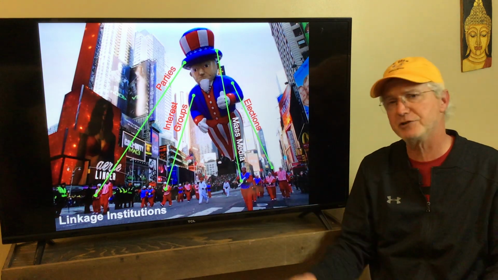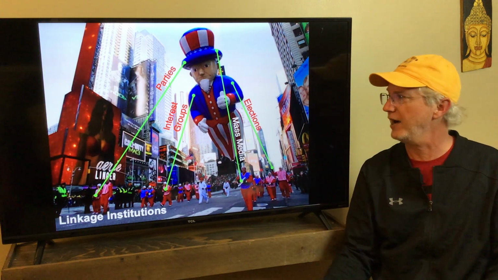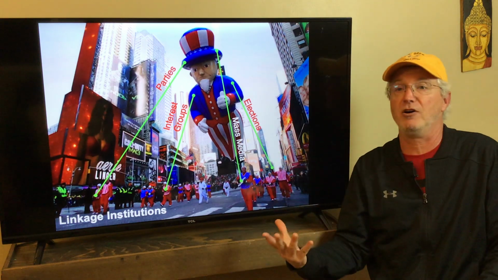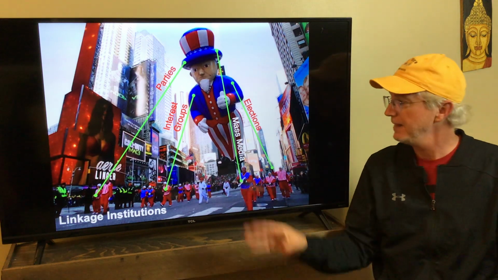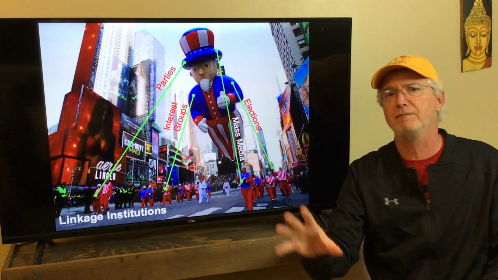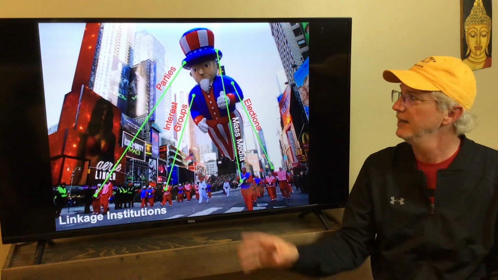Then we're going to take a look at interest groups, that third leg of the iron triangle, and see the impact that they have. We're going to look at elections, how are elections conducted in this country, and then finally we're going to take a look at mass media. So buckle up for this one. We're going to go through this stuff really fast.